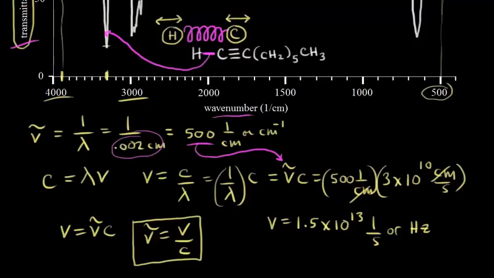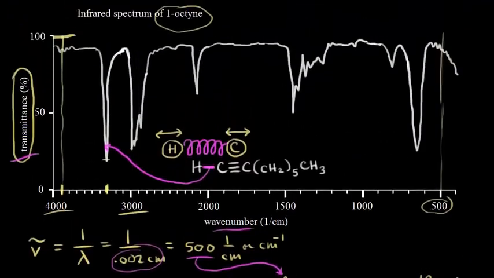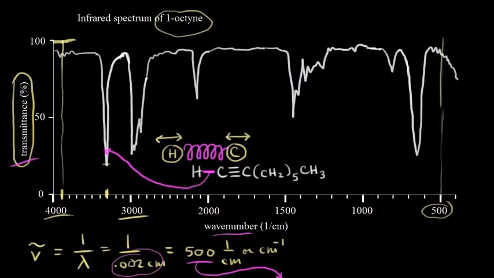And so you could look at an infrared spectrum. Let me go back up here. You could look at an infrared spectrum and call this down here a wave number. You could refer to it as a frequency. You could call it whatever you want, as long as you understand what's going on here.